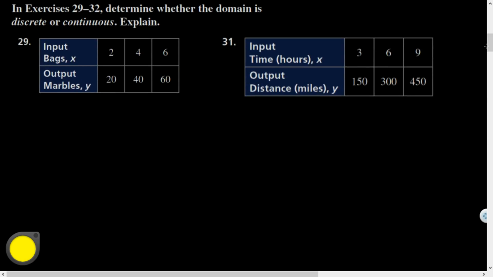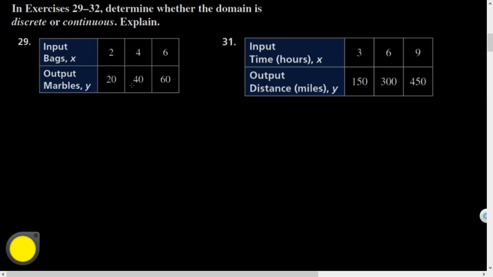All right, check this out. Here are some real-world situations that we then would have to decide, is this discrete or continuous? So here's the number of bags, and then the output is how many marbles I have, as I'm apparently equipping bags of marbles. If I have 2 bags, I have 20 marbles. If I have 4 bags, I have 40 marbles. If I have 6 bags, I have 60 marbles. How many marbles per bag does it appear to be? 10 marbles per bag.